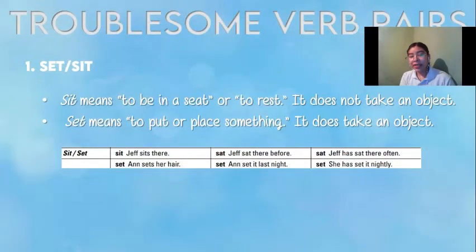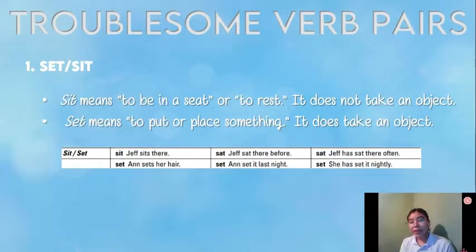Let's go to the next slide. We have our first pair of troublesome verbs, which is set and sit. Sit means to be in a seat or to rest. It does not take an object. Set means to put or place something. It does take an object.